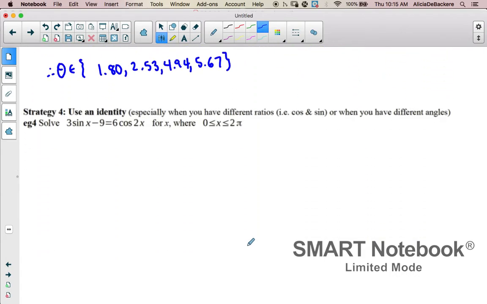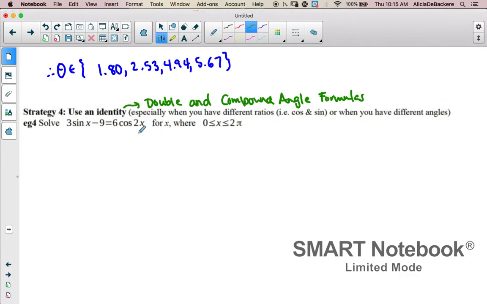Strategy 4 is where we use an identity. Now, for this course, that could also include things like the double and the compound angle formulas. And that's what we're going to end up using in this question. So I know I need to use this when I have different ratios. In example 1 we saw it just happened to magically work out that I could common factor and it separated the two different ratios. But if you have two ratios mixed together, you need some way to get rid of the combination. I can also do it when I have different angles.